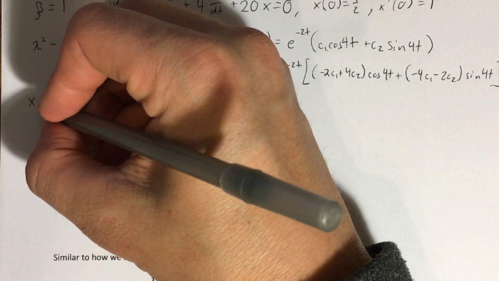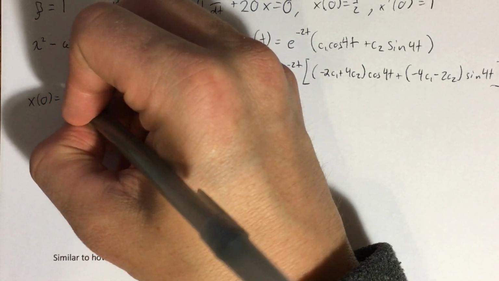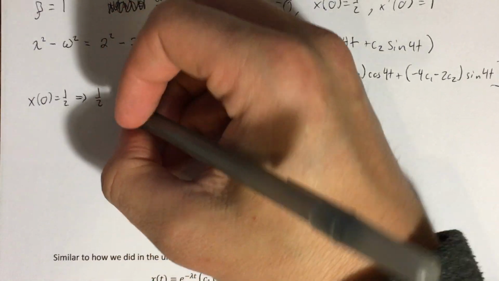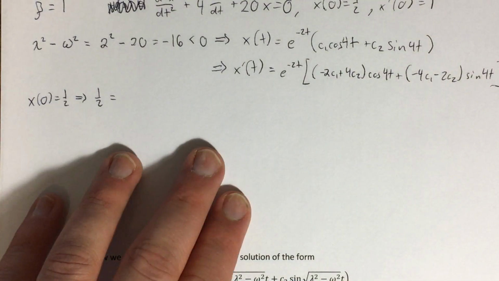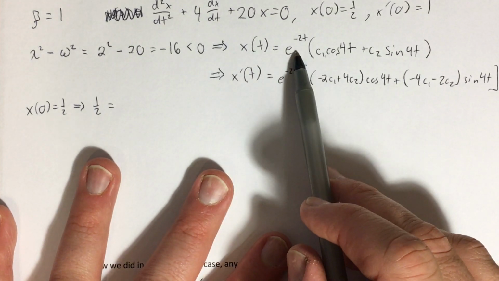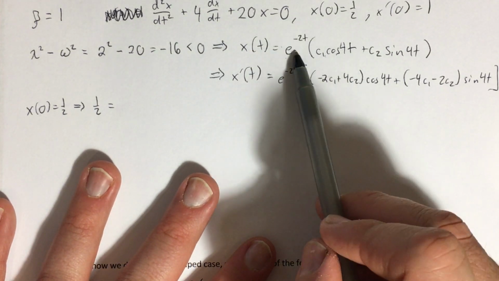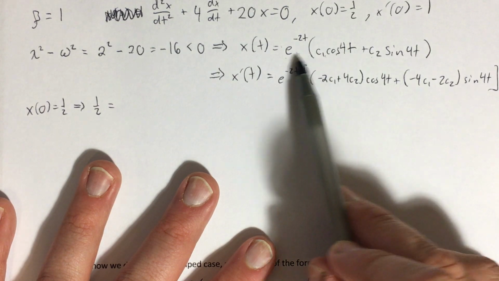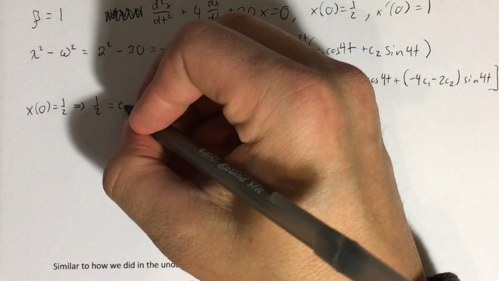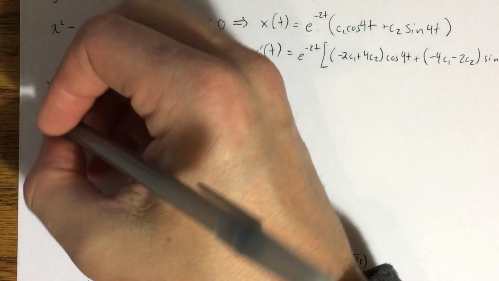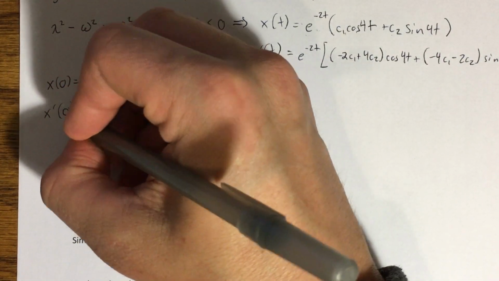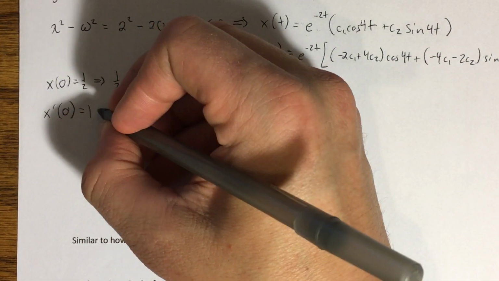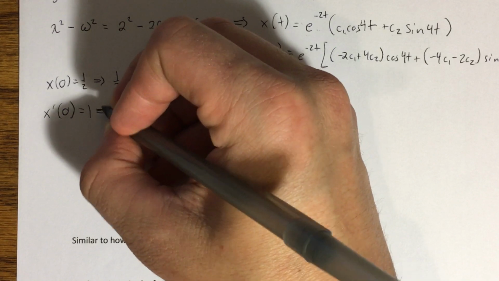So now let's use our initial conditions to find our parameters. x of 0 equals 1/2 implies that 1/2 is equal to what? So let's look at our function. Plugging a 0 in up here will give me a 1 there, a 0 here, and a C1 times 1 right here. The whole thing becomes C1. So I have C1. x prime of 0 equals 1. That was our next initial condition.